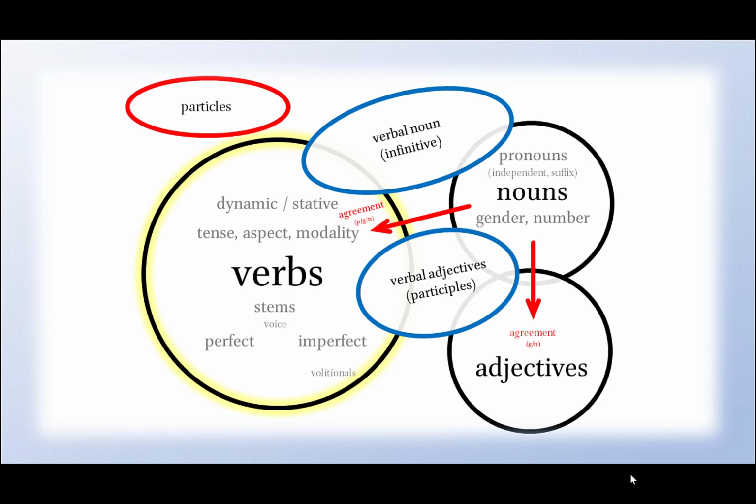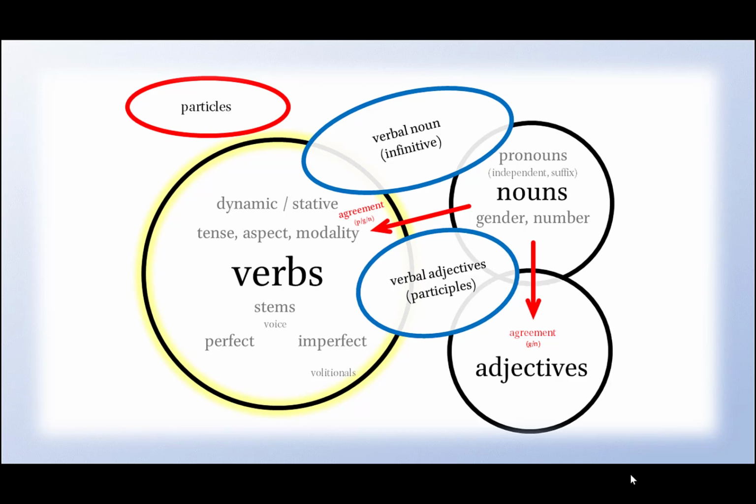Notice also the red arrow extending from the noun circle over to the verb circle. This is because nouns require person, gender, and number agreement from verbs for which they serve as subjects. That is to say, the noun that's serving as the subject of a verb will require these kinds of morphological agreement from those verbs.